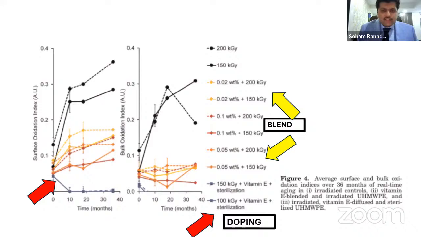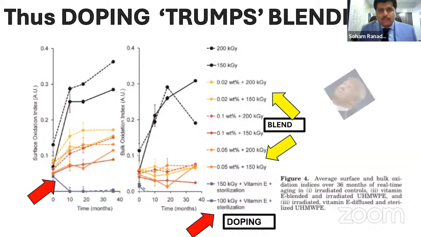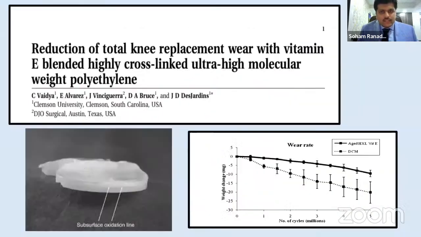So what we can see here is that in the yellow arrows, the blended form, there is a high oxidative index. That means to say that there is increased wear with increased duration of the polyethylene, as opposed to doping, in which the wear or the oxidative index is very low, negligible, as the months pass. Thus, in this slide, we can know that doping is always better than blending. So doping trumps blending, as we can see.